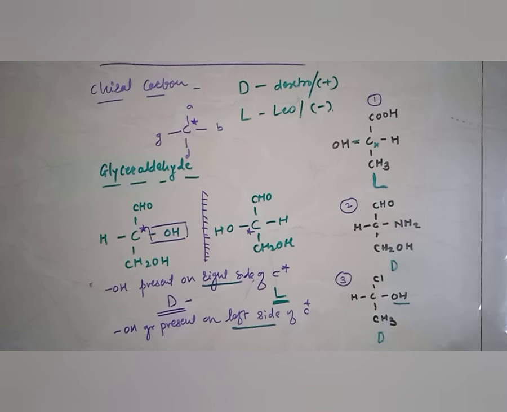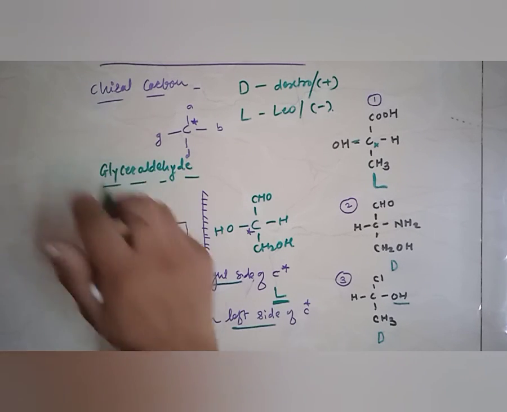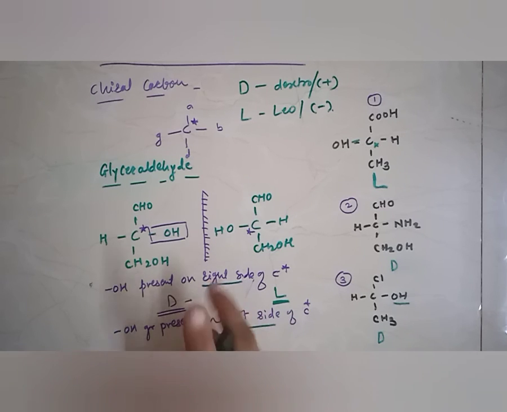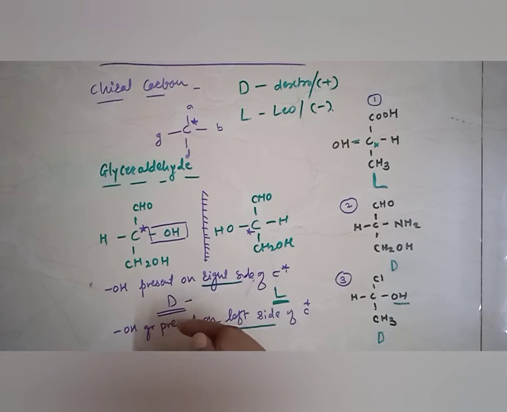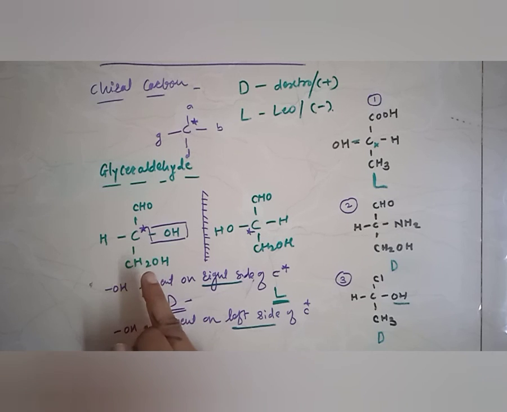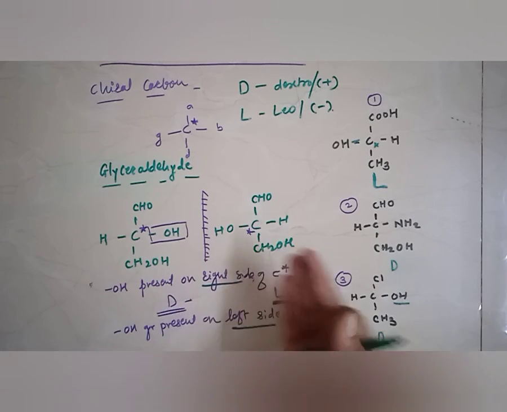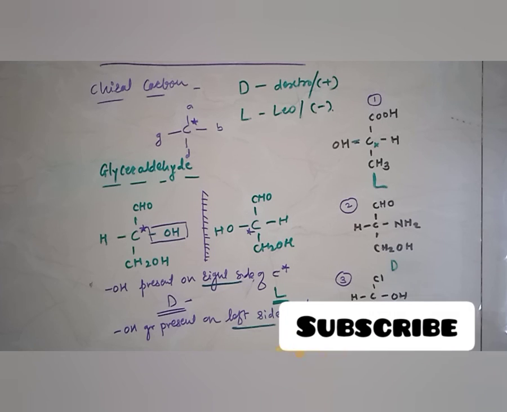So we will revise again. This dextro and Leo nomenclature is related to the chiral carbon, and glyceraldehyde has a mirror image. D glyceraldehyde gives L glyceraldehyde. So dextro gives Leo when it is put in a mirror image.